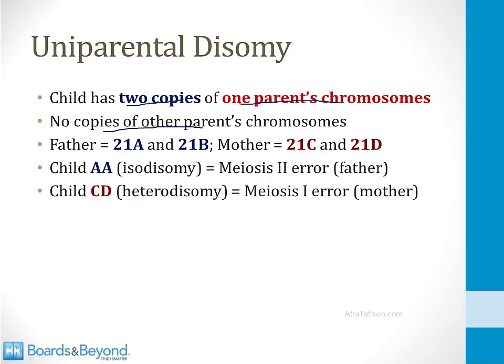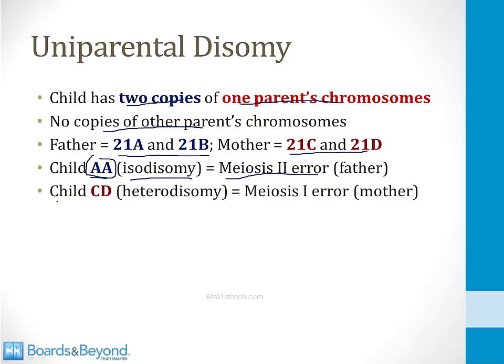For example, once again, if we have a father with 2 chromosome 21s A and B and a mother with 2 chromosome 21s C and D, suppose that the child is born with AA. We know that the child must have uniparental disomy coming from the father because the child has 2 copies of the father's chromosomes. In addition, we know it must be a meiosis II error because the child inherited 2 copies of the same chromosome from the father, and this is what happens when there's a meiosis II error. This is called isodisomy. It's uniparental disomy with 2 copies of one chromosome.